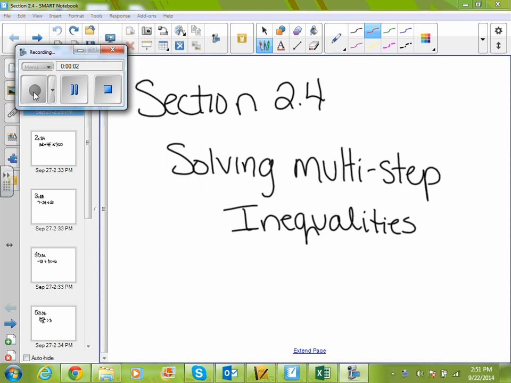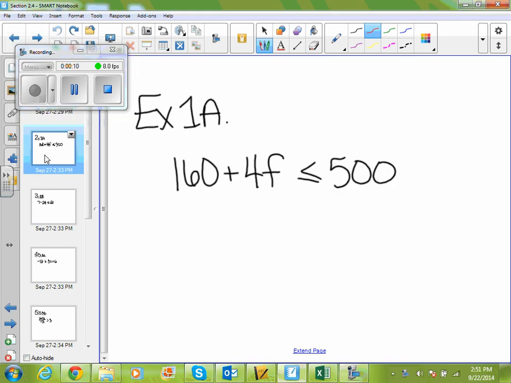Okay, so we're going to look at solving multi-step inequalities today. Solving multi-step inequalities is similar to solving multi-step equations, except you have an inequality symbol. So, for example, when we have 160 plus 4x less than or equal to 500, this would be the same as solving an equation with an equal sign, except we have this inequality symbol.